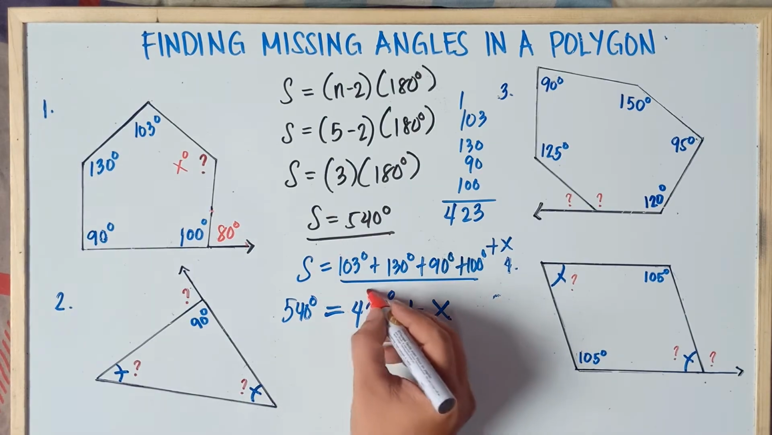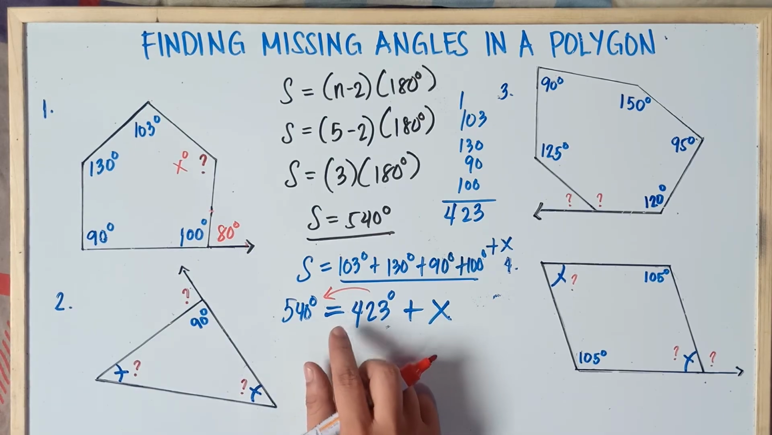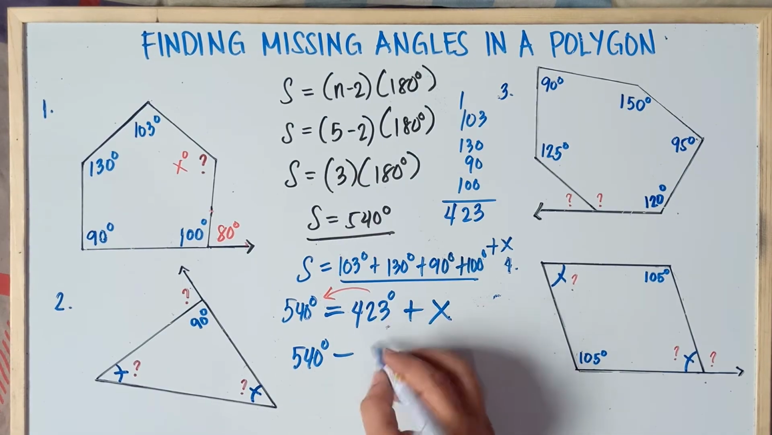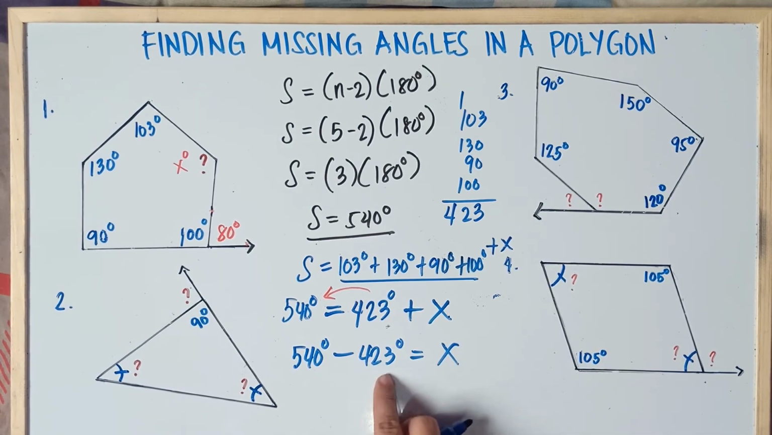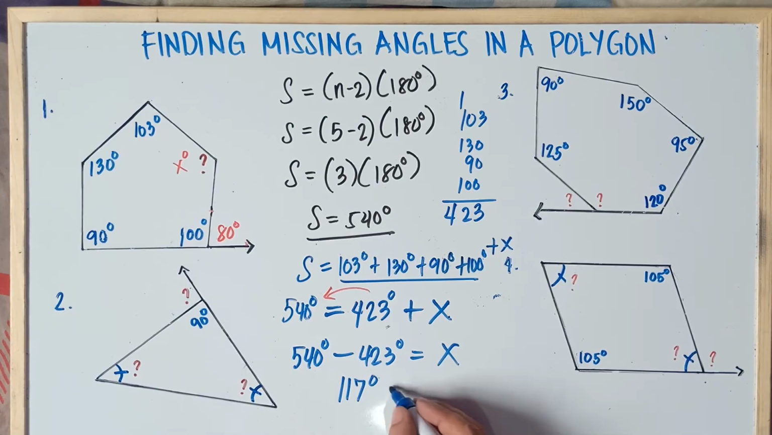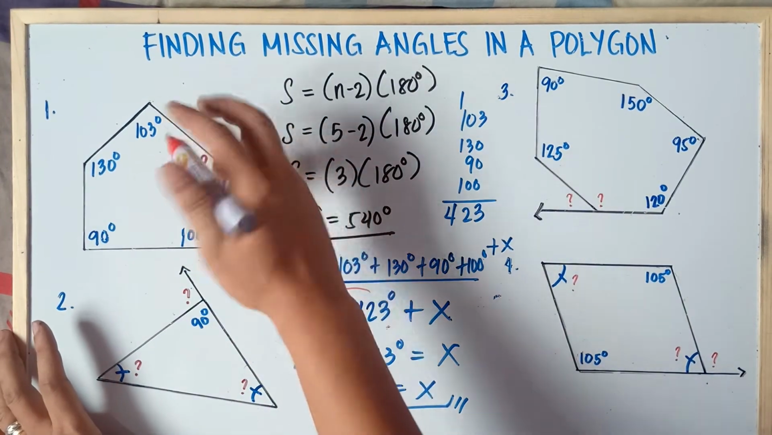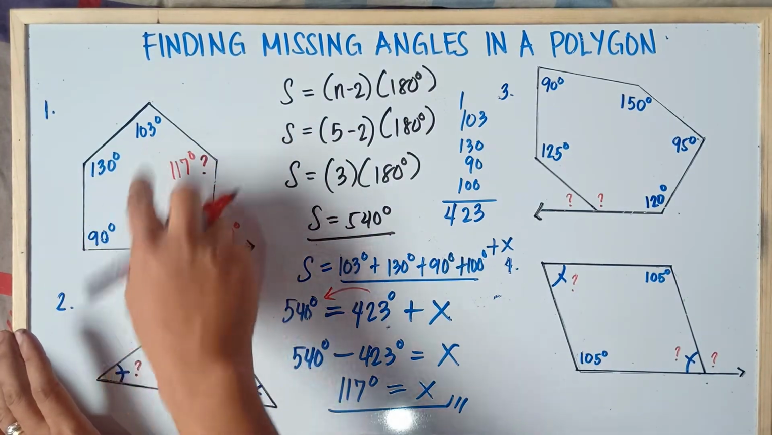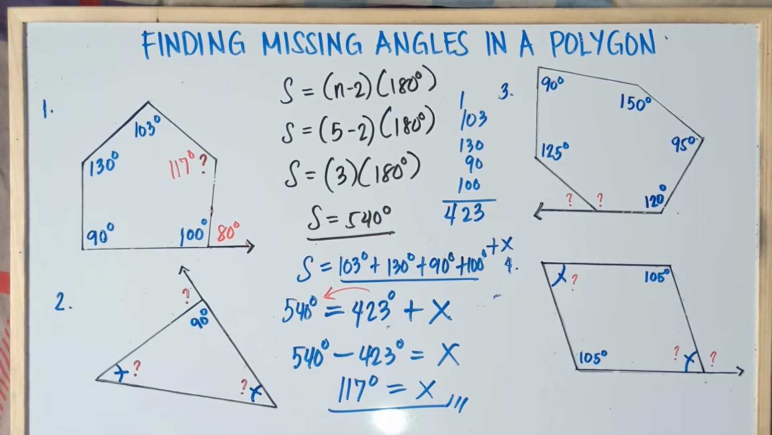We can simply transpose 423 from right to left so that the remaining equation will be only x. Once you transfer it across the equal sign, you change the sign. So this will be 540 degrees minus 423 degrees equals x. 540 minus 423, that would be 117 degrees equals x. That's it, class. So this is 117 degrees. If you add these 5 interior angles, it should be equal to 540 degrees.